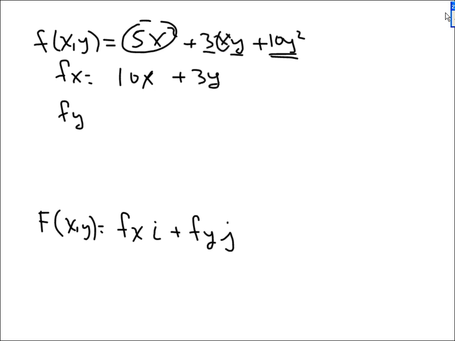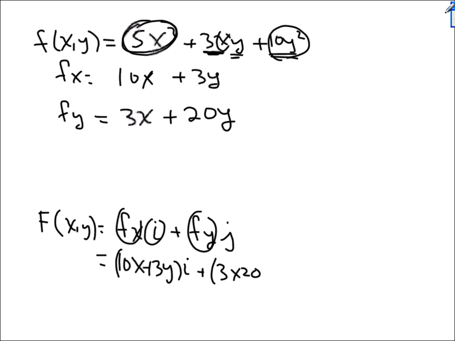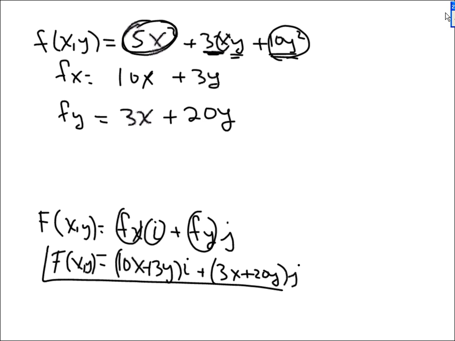F sub y. This is a constant. This is 3x, a constant, times y. So the partial will be 3x. Plus, this is a pure function of y. So it's 20y. Okay, so we have our answer. The gradient is 10x plus 3y, that's f sub x times i, plus f sub y, which is 3x plus 20y times j. That's the gradient.